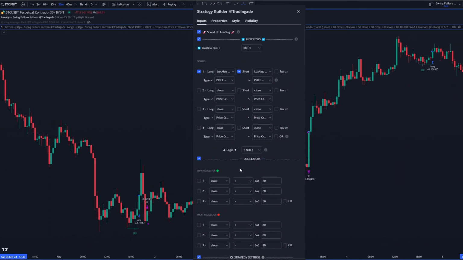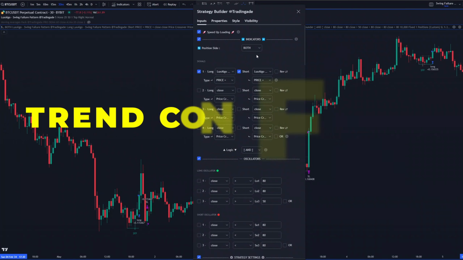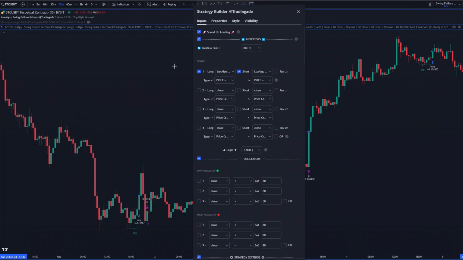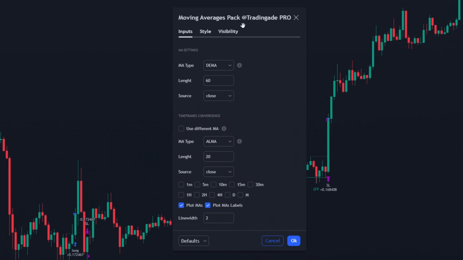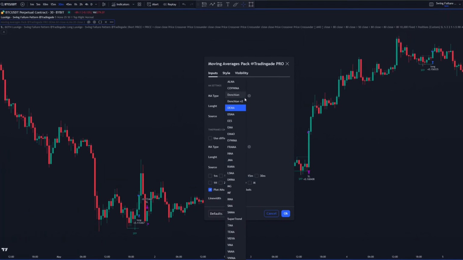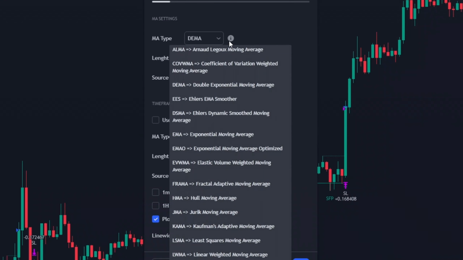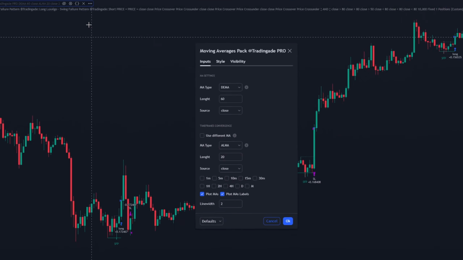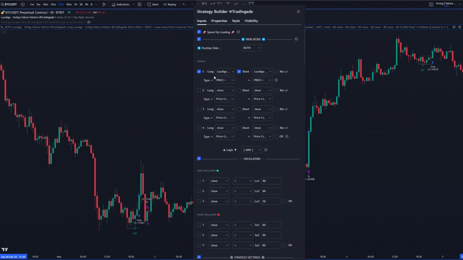In order to avoid some false signals, we will add a trend confirmation based on moving averages. I will use the moving averages pack from TradingView Pro, which is another premium indicator that allows you to use different types of moving average with different settings and from different timeframes. For this strategy, we will use the DEMA, so basically the double exponential moving average, length 60, source close. And we will add the moving average as a confirmation.